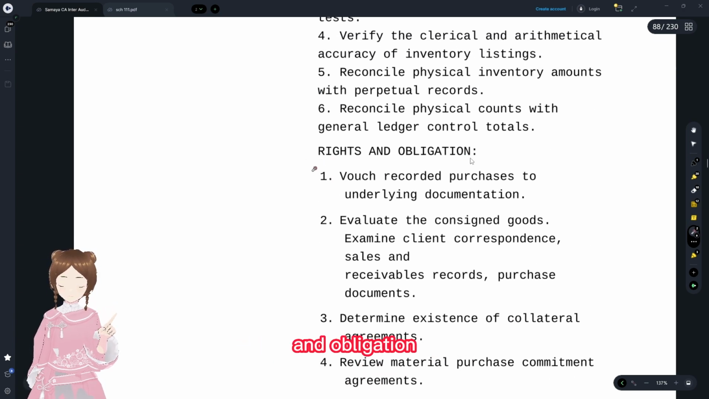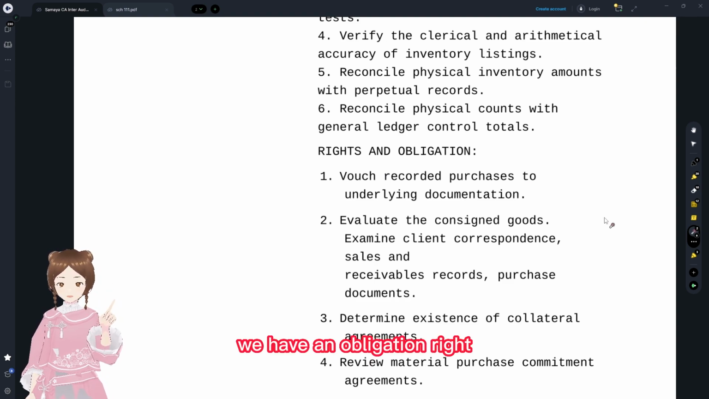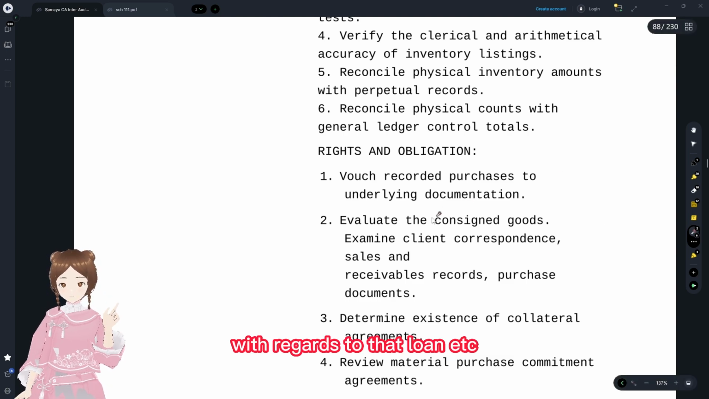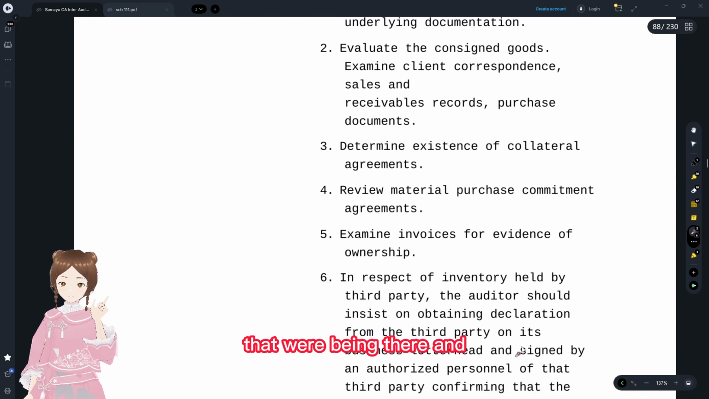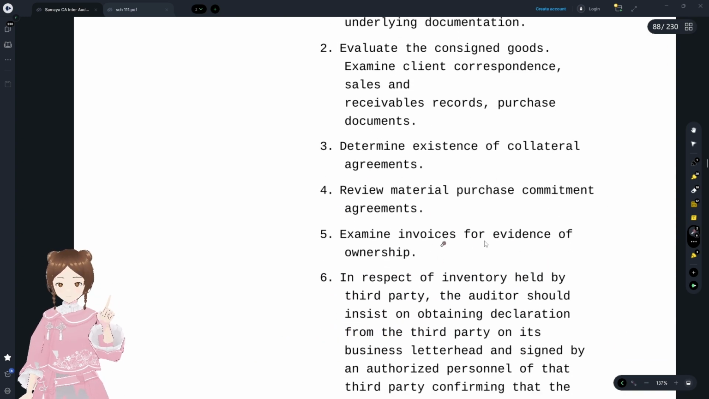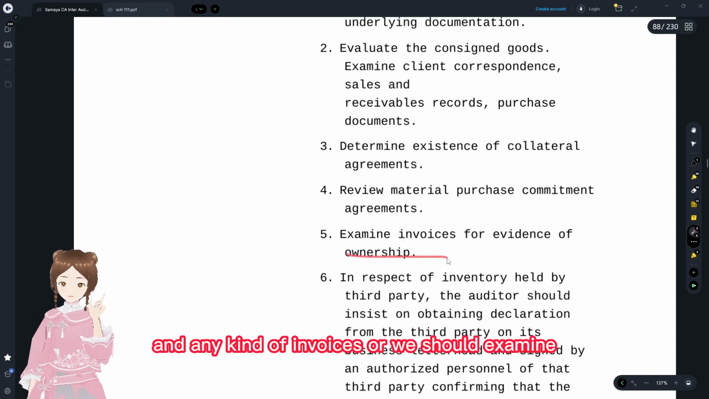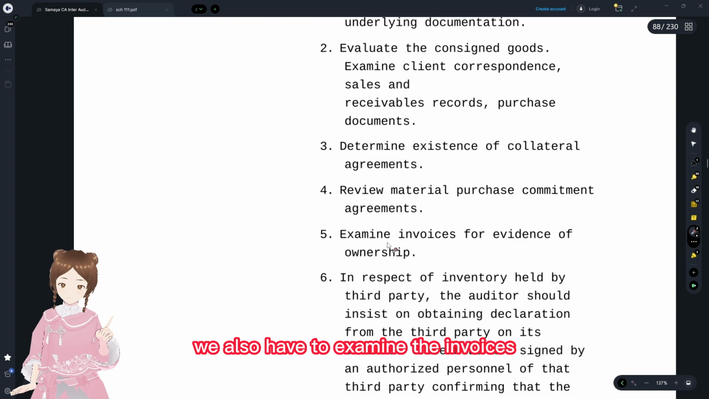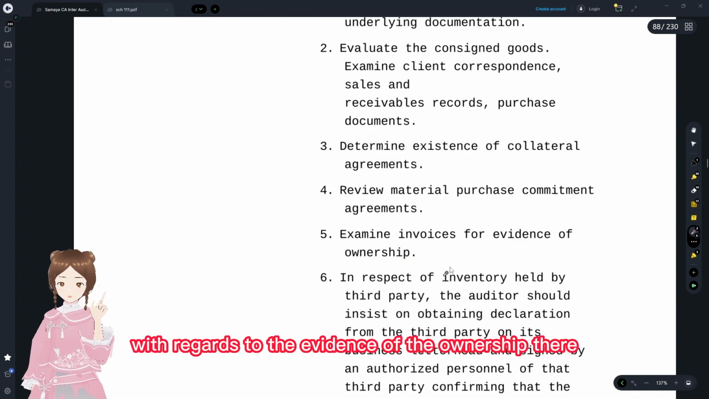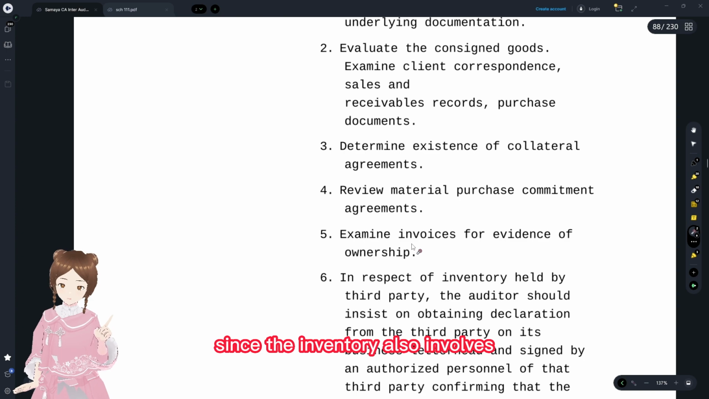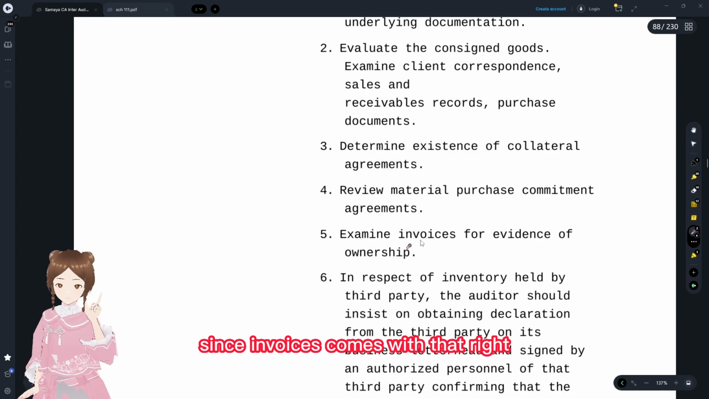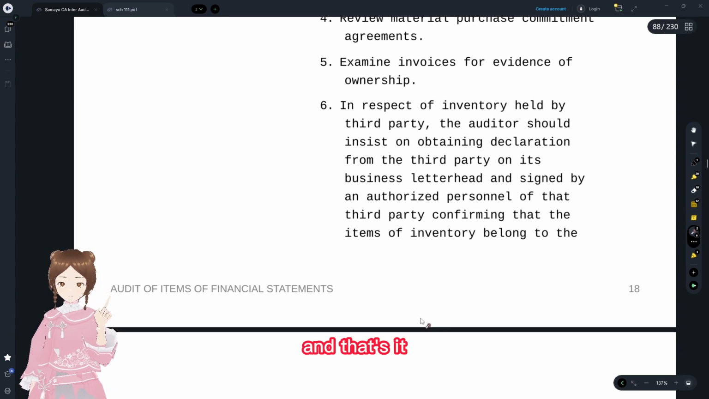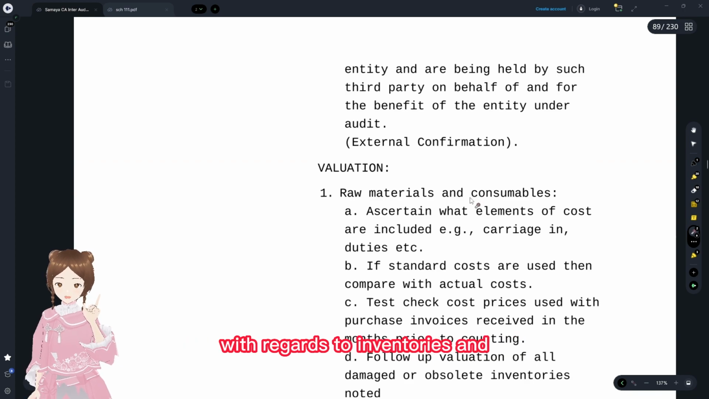And with regards to rights and obligations, we have checked that when we take a loan, that is not our right; we have an obligation with regards to that loan, and consigned goods, and any collateral agreements that were there. We also have to examine the invoices as evidence of ownership, since inventory also involves characteristics or qualities of the sales, since invoices come with that, right? And that's it. These were mostly the things you have to write with regards to inventories.